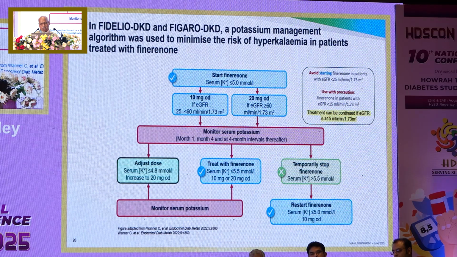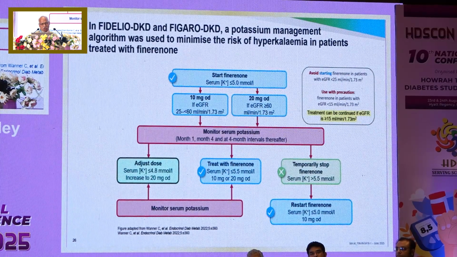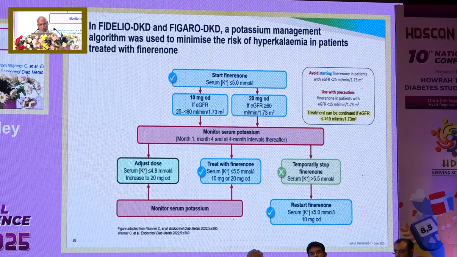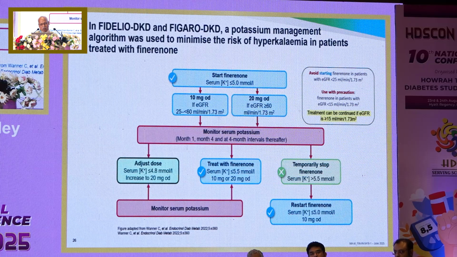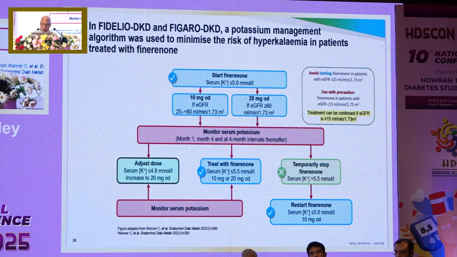So once you start these MRAs, always look whether the patient has uncontrolled diabetes, whether he already has uncontrolled heart failure, whether he's elderly, and depending on that you choose the doses. So these are the risk factors: elderly, diabetes, heart failure, with increased concomitant use of other potassium-increasing medications.